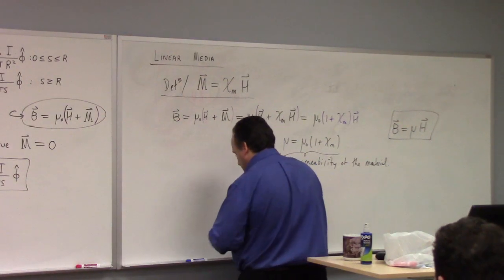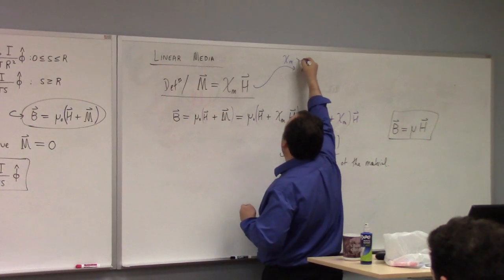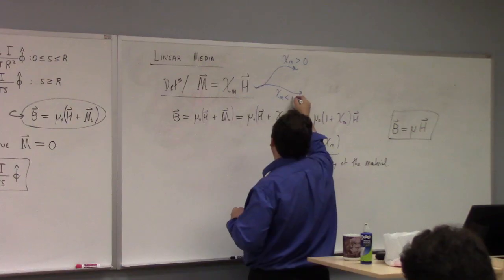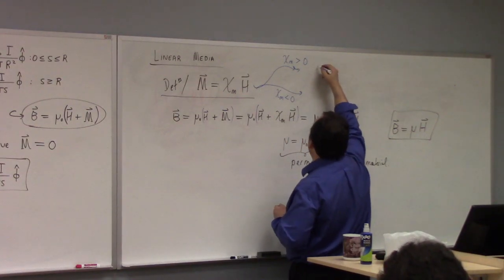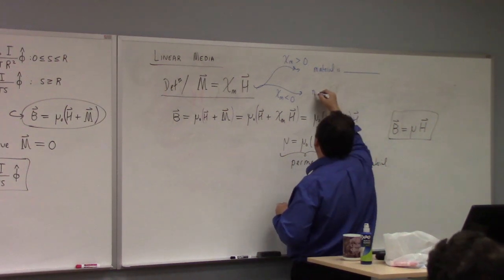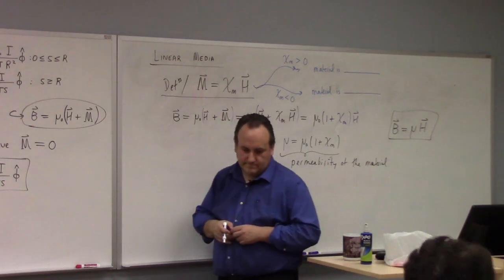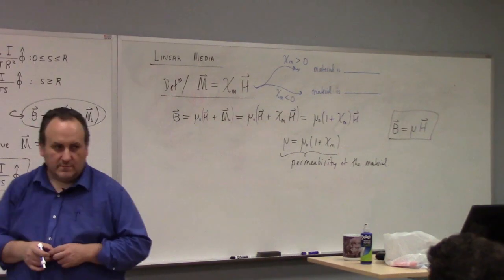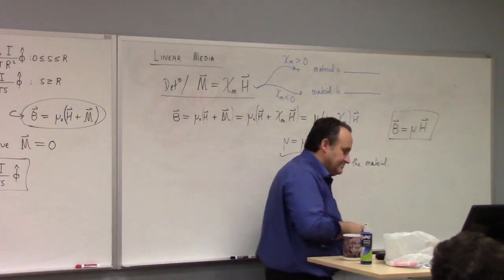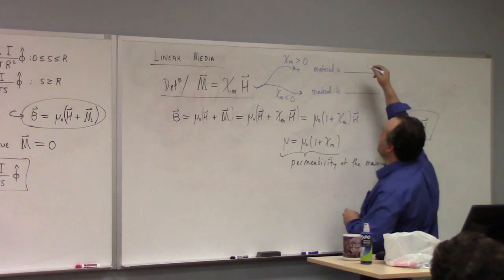So finally, let's go back up to this susceptibility. There's another comment I should make here. There's two things we could say: chi m positive, chi m negative. Fill in the blank: the material is what? Which one is paramagnetic? Which one is diamagnetic? Diamagnetic would be negative. Very good.